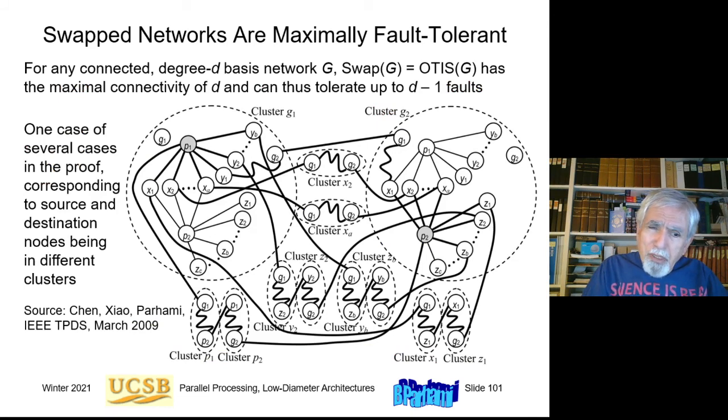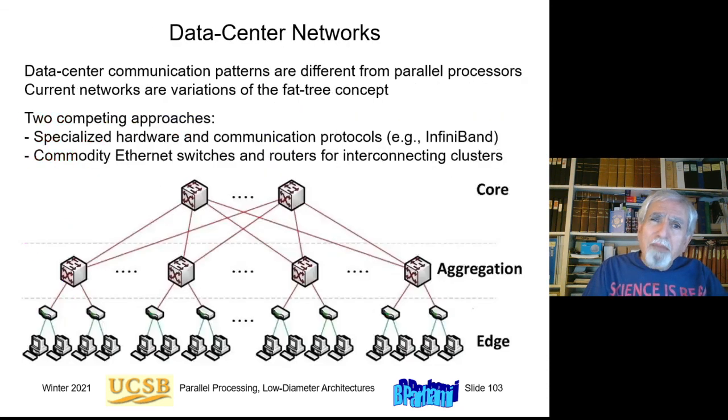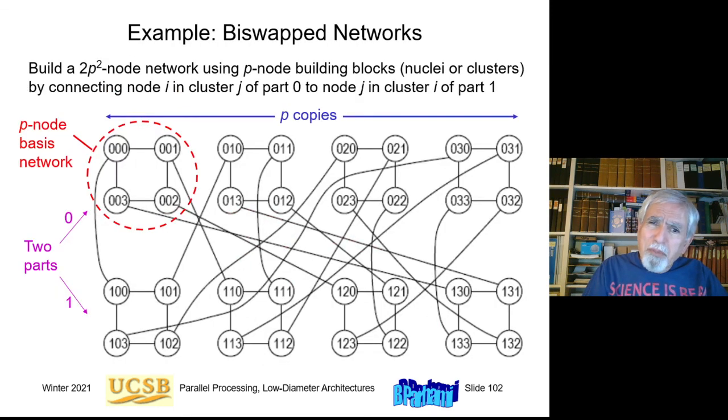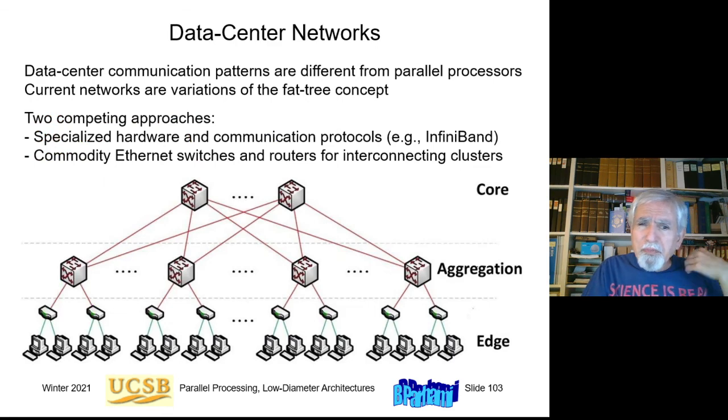In particular, in IEEE Transactions on Parallel and Distributed Systems, we proved that swap networks are maximally fault tolerant. So that's a very good property to have. Okay, I'm going to skip the biswapped network. It's a derivative of swap networks.